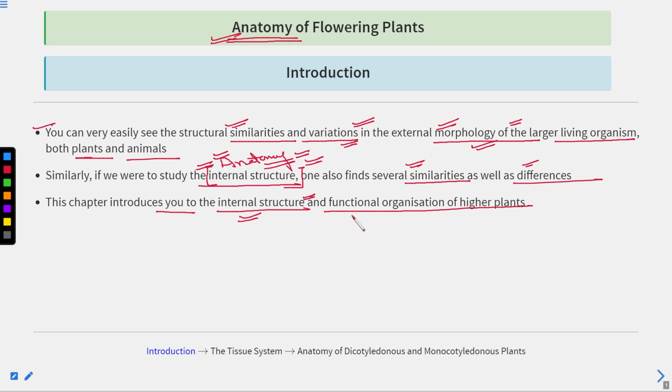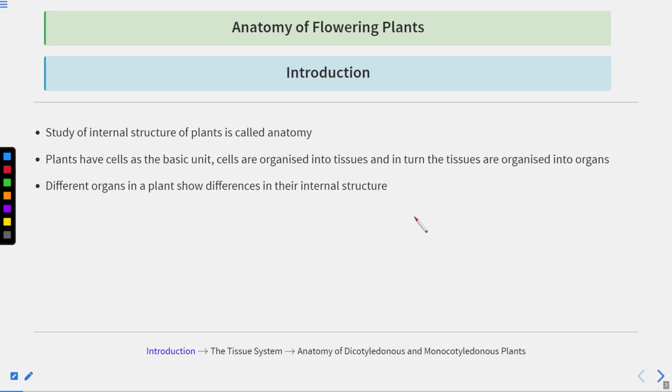They are doing one particular function, right? They are confined to a particular function, and also they are organizing the whole higher plant. Okay, that we are going to study in today's session. The study of the internal structure of a plant is called anatomy. If you cut a section of a stem, a section of a root, a section of a leaf, to see the internal structure, then you are studying the anatomy of that flowering plant.